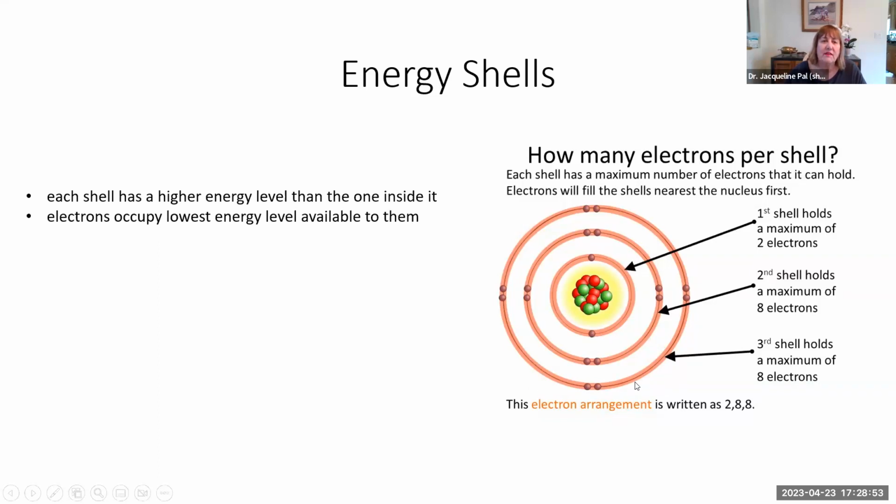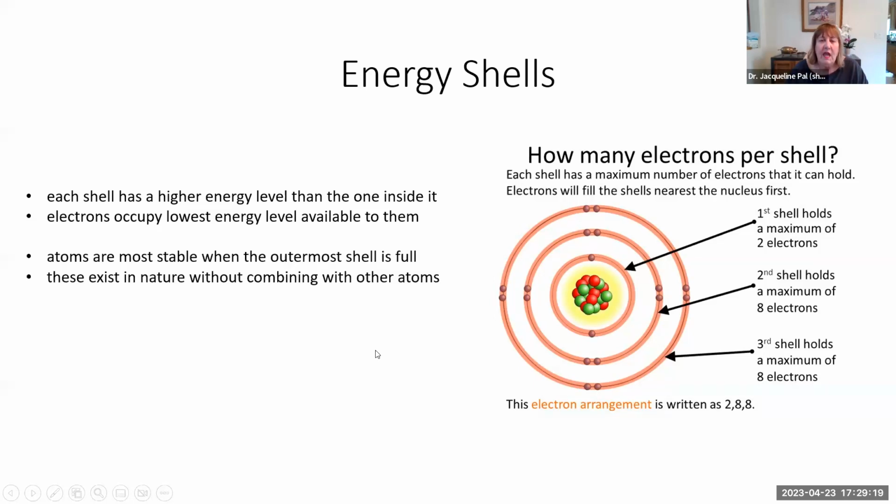Now, what is interesting about these shells is as you go outward, each shell has a higher energy level than the one inside of it. So you would think, oh, electrons want to be on the outside where all the energy is, but they have to occupy the lowest energy shell that's available to them. So the 2 has to be filled up first. Then the second shell has to have 8 filled up before you can start into the third shell. Now, atoms are going to be most stable when their shell is completely full. So it can be an atom that only has 2 electrons. That first shell would be full.